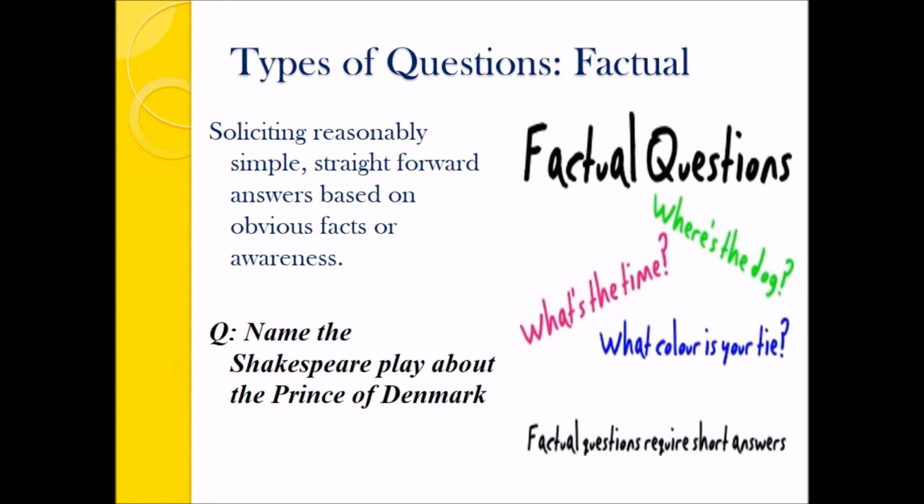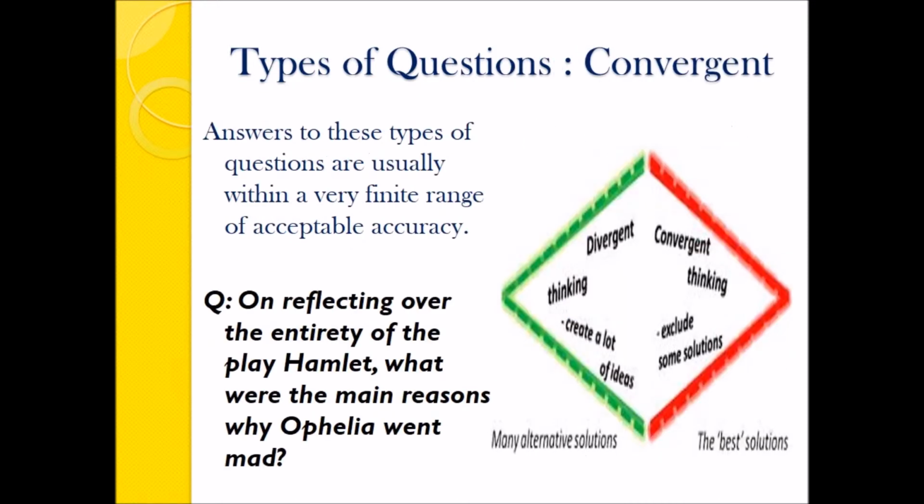Let us now look at 4 types of questions: factual, convergent, divergent, and evaluative. Factual questions solicit reasonable, simple, straightforward answers based on obvious facts or awareness. In convergent questions, the answers are usually within a very finite range of acceptable accuracy. These may be at several different levels of cognition, such as comprehension, application, analysis, or ones where the answerer makes inferences or conjectures based on personal awareness or on material read, presented, or known.